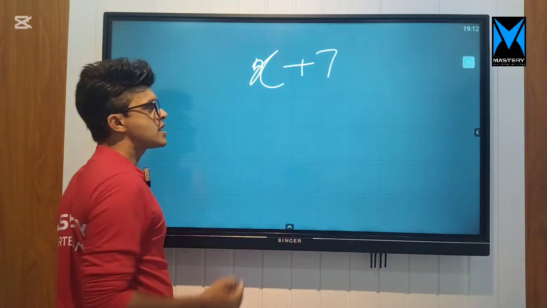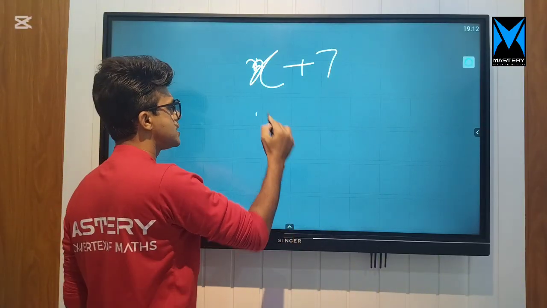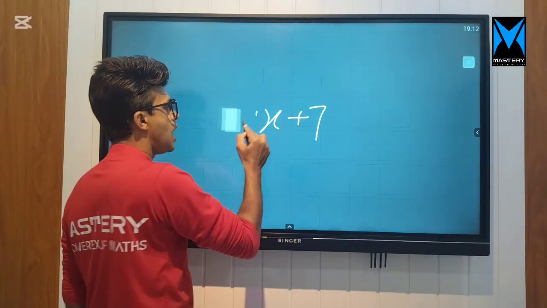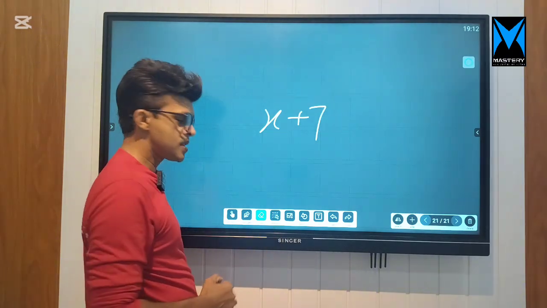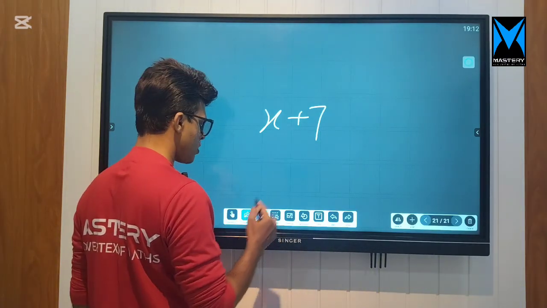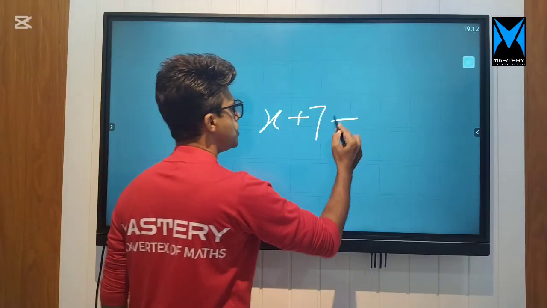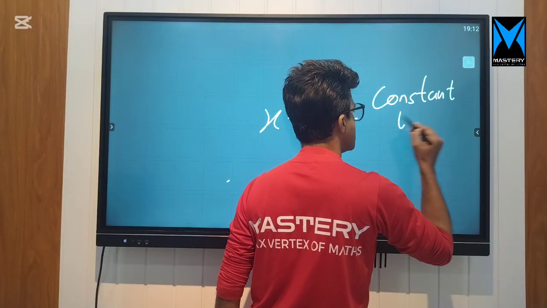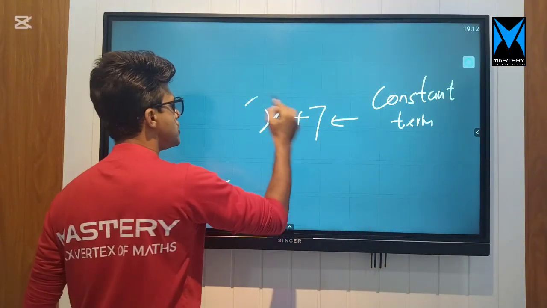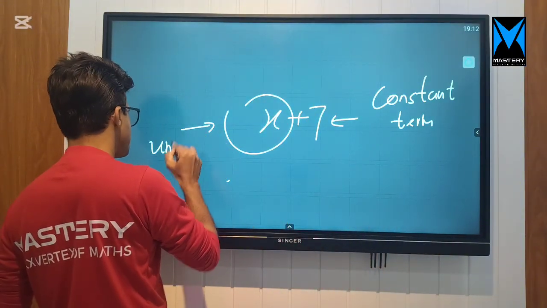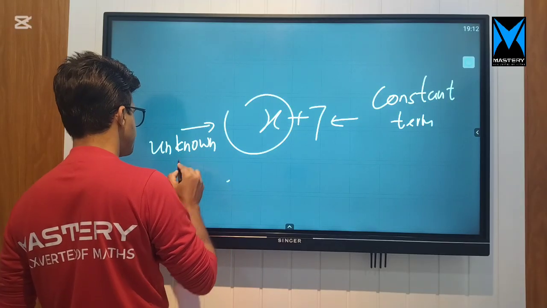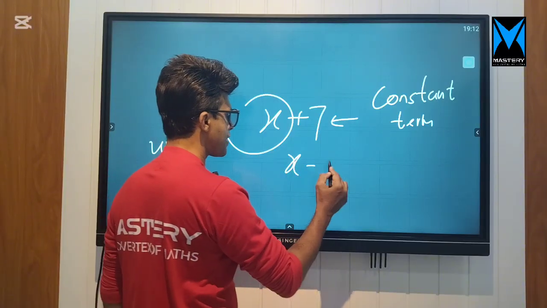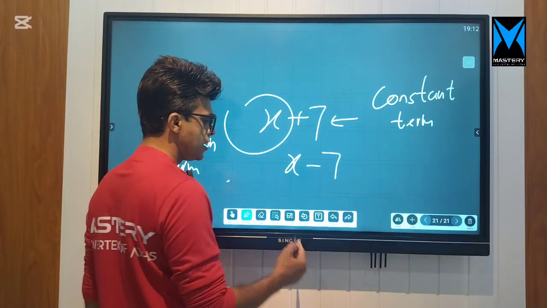Anyway, what is this one? x plus 7. What is the unknown? I will mention that the unknown term is x. Now here, what's the other one? This is the constant term. This is the constant term, and this is the unknown term. Unknown term, constant term. This can also be written as x minus 7.